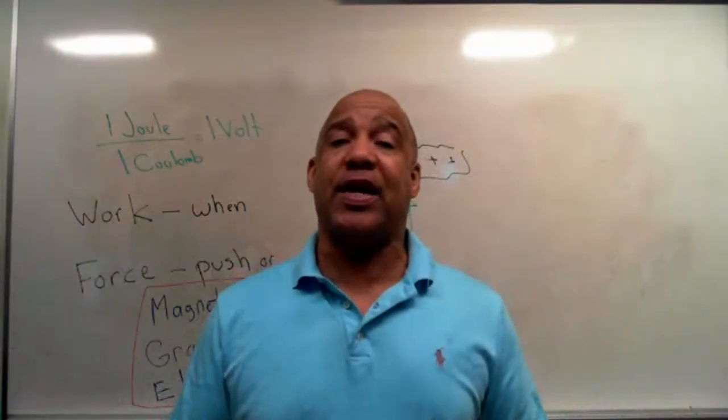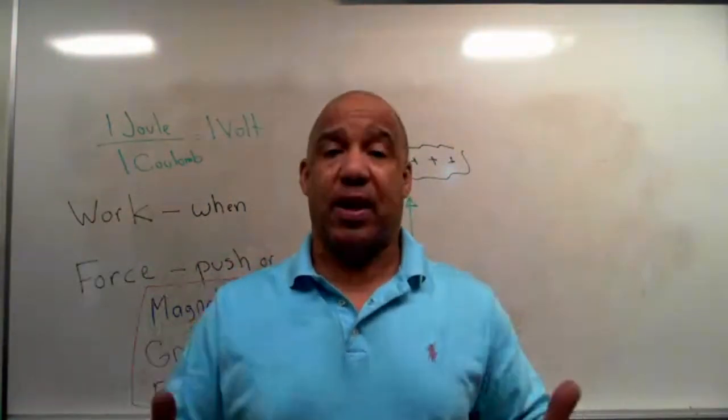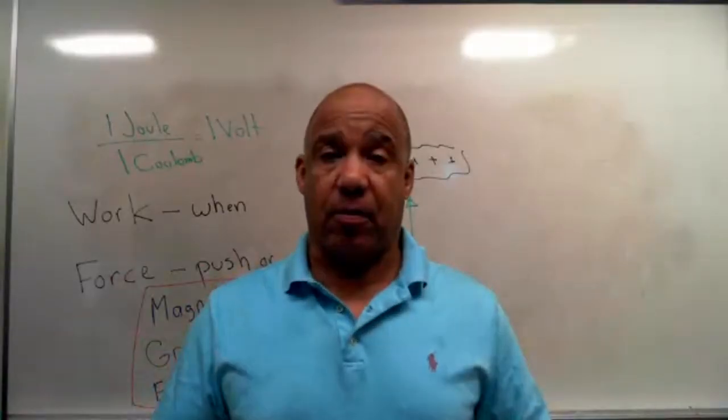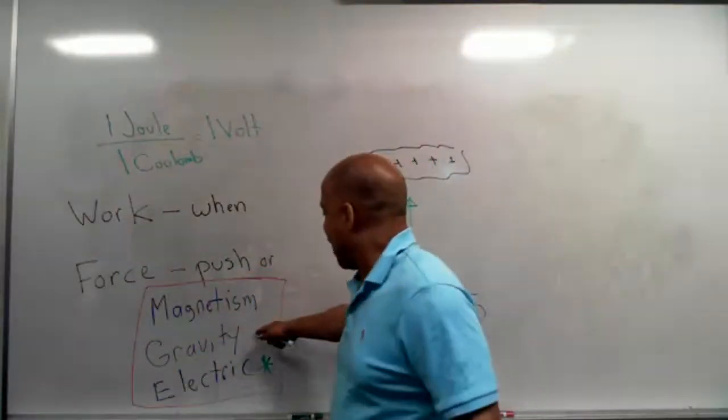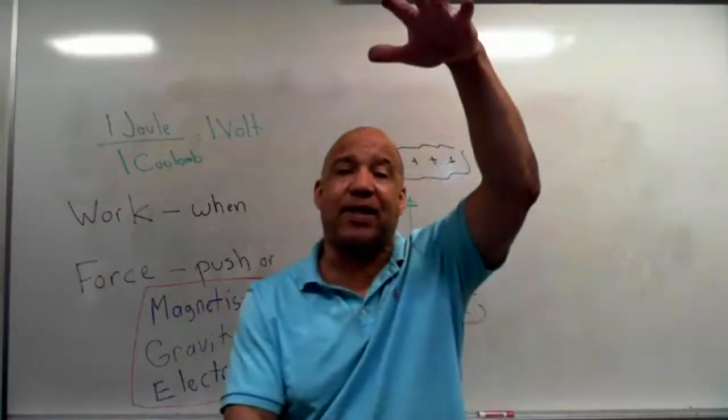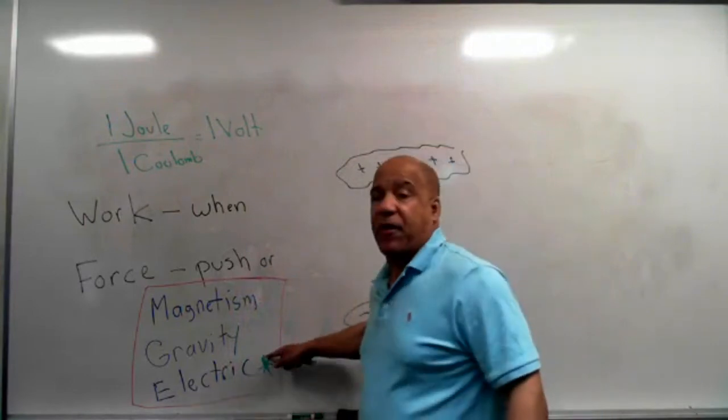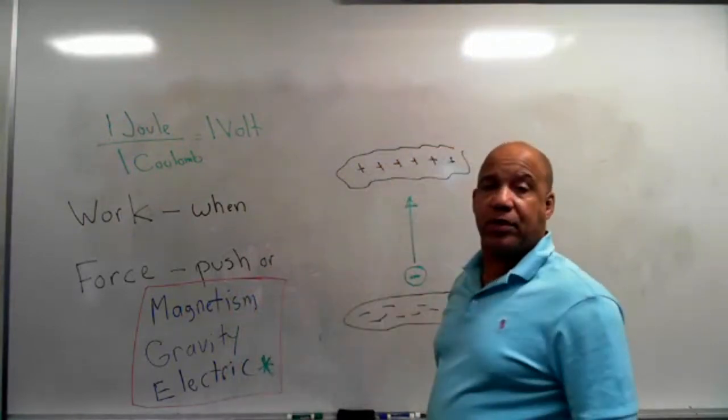What happens, though, is there's a what? A field. There's a magnetic field between two magnets. There's a gravitational field between two masses, and there's an electric field between two groups of charges.